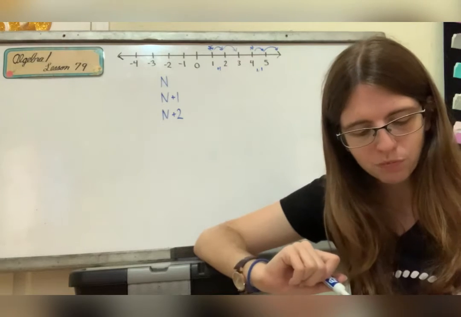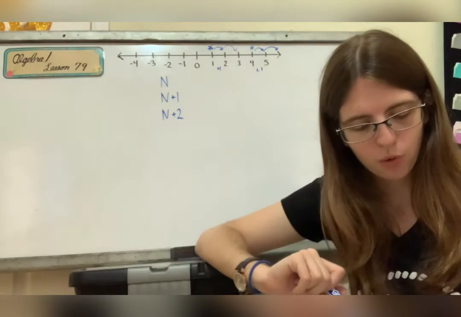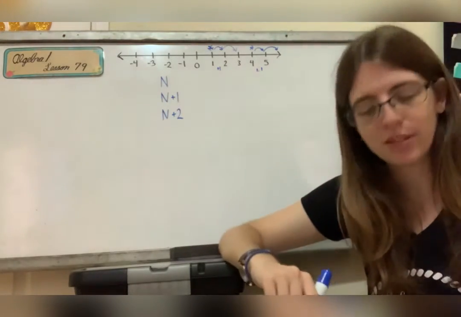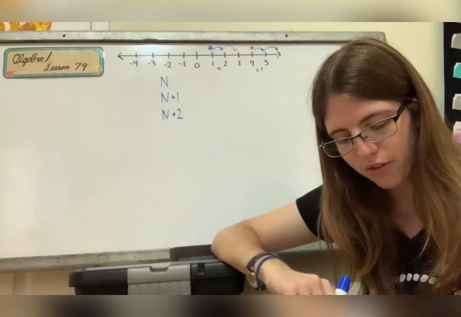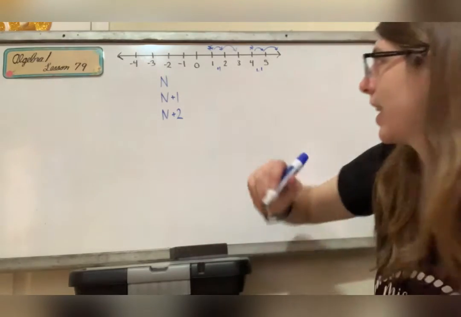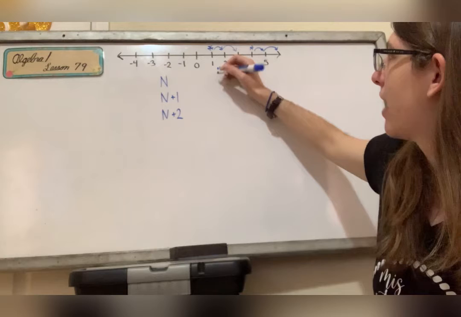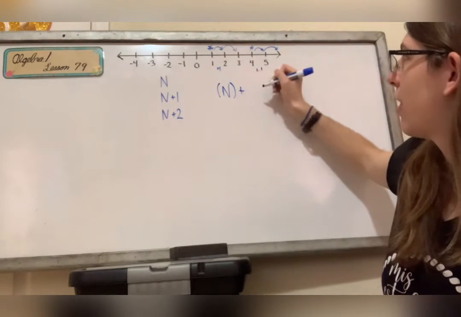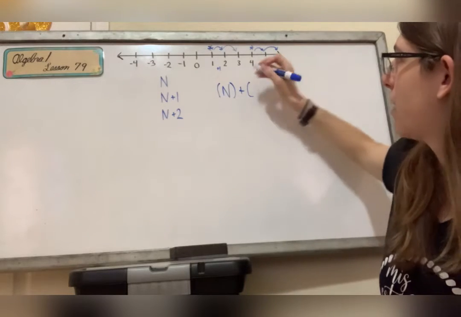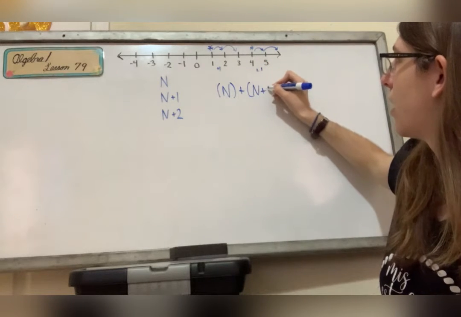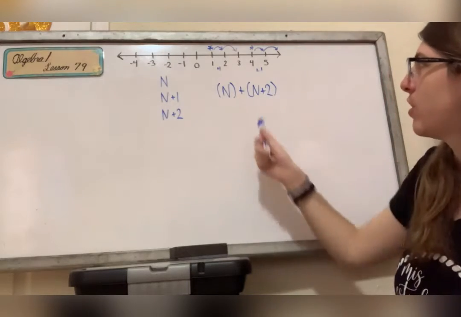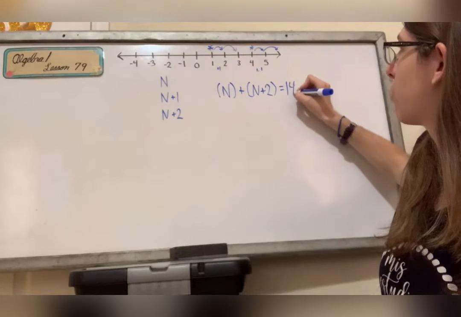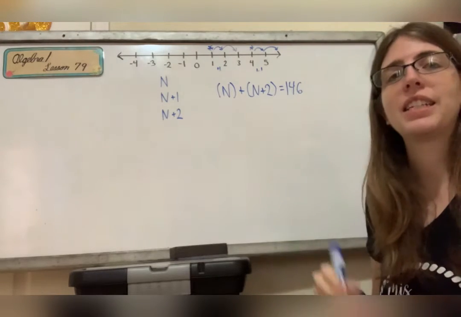And now I can put it into the equation that it asks for. It says find 3 consecutive integers. So here are the consecutive integers, how we would represent them, such that the sum of the first and the third is 146. So sum means add. So that means I want to add the first integer, n, plus the third integer. Well, that would be n plus 2. So whatever n is, when I add it to the third number, which would have to be n plus 2, that's going to give me 146.